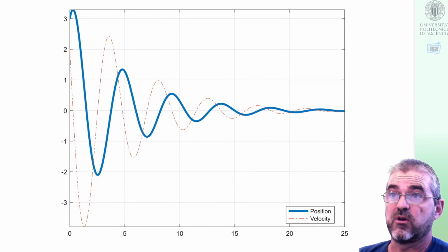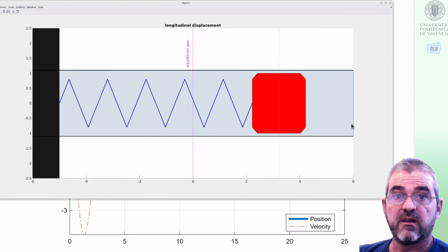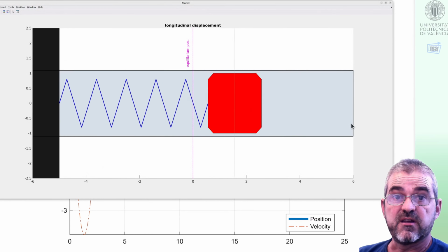Obviously, the plot of position and speed will be the same, and the animation of the movement, how it goes from an initial non-equilibrium condition to a final equilibrium situation, is also identical to that we obtained in the previous video.